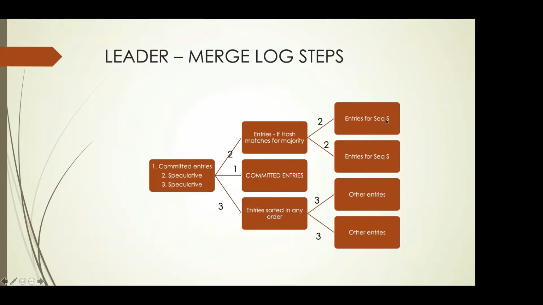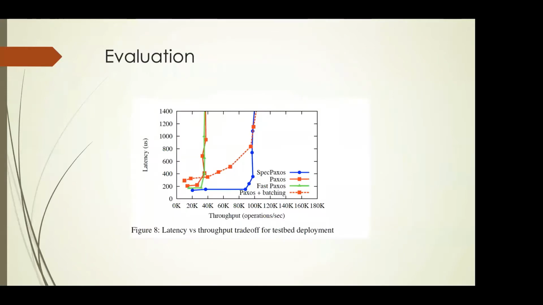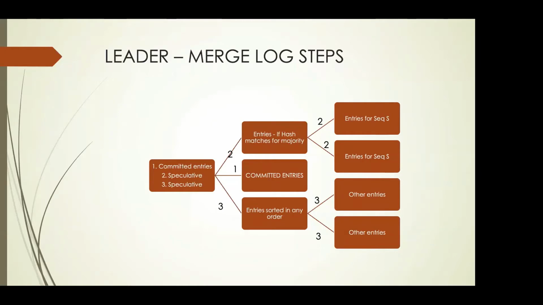Second, for sequence S, it takes the entries and matches the hash for those entries. If it is for the majority, then those entries are also put into the combined log with the phase as speculative. Committed entries were written with the phase as commit. Third, whatever other entries are remaining in the log, it takes all those entries and puts them in the combined log in arbitrary order. And this is how it forms the combined log, and then it sends the combined log to all the replicas.